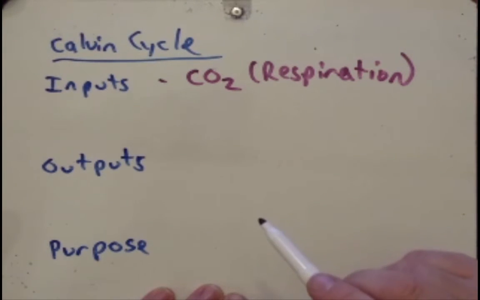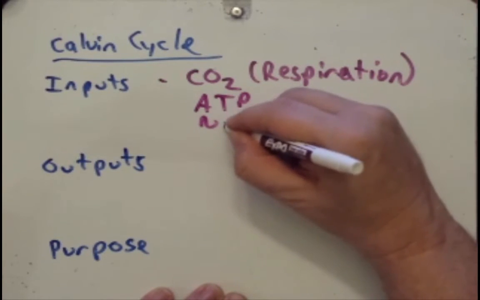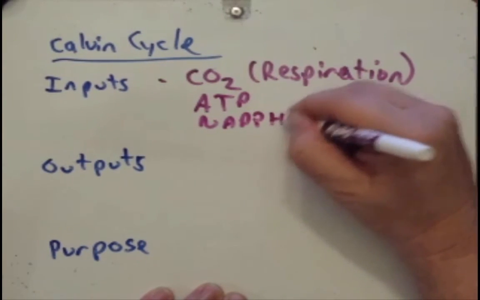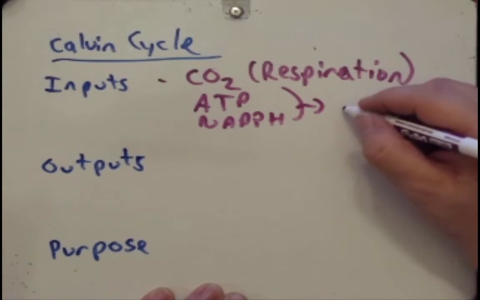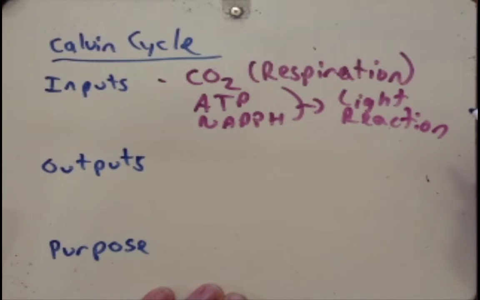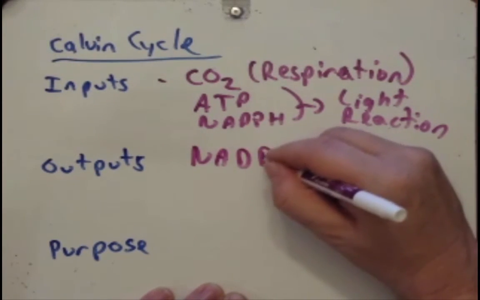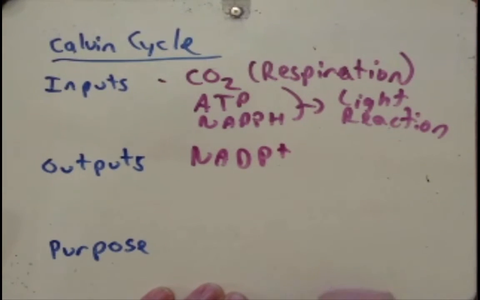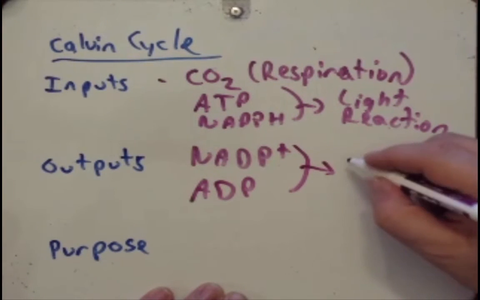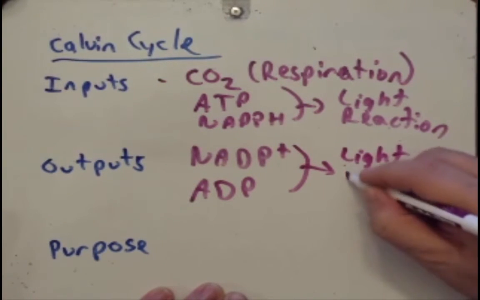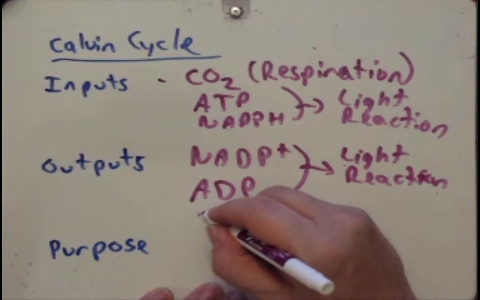In addition, inputs include ATP and NADPH, and these both come from the light reaction. The outputs are NADP plus and ADP, and these get fed back into the light reaction, and it releases sugar.